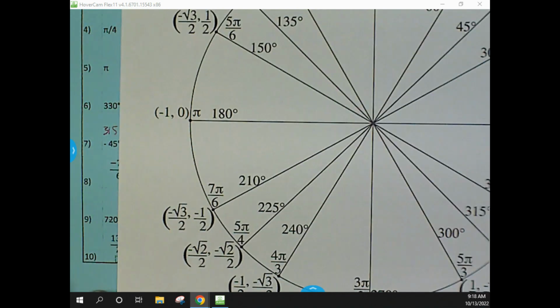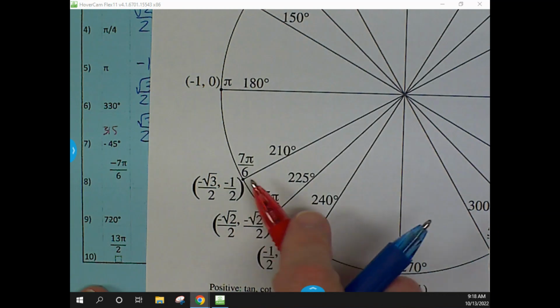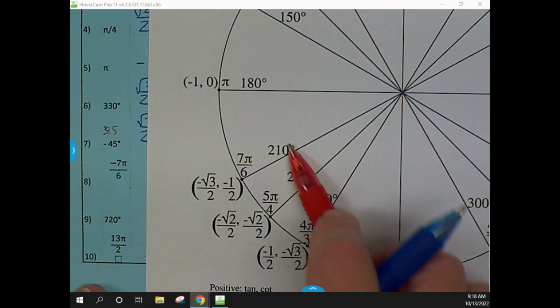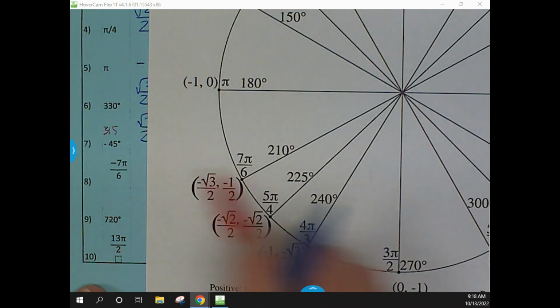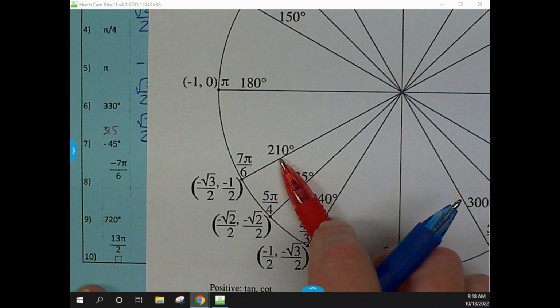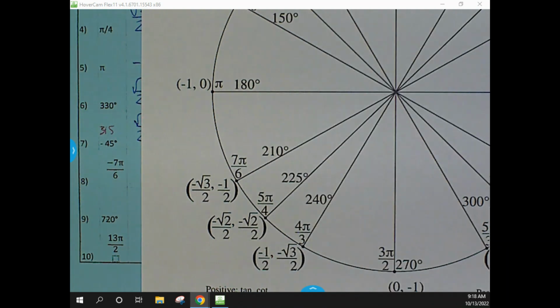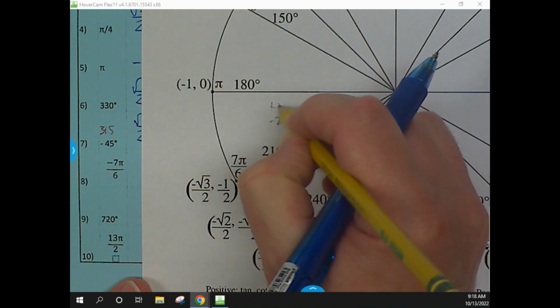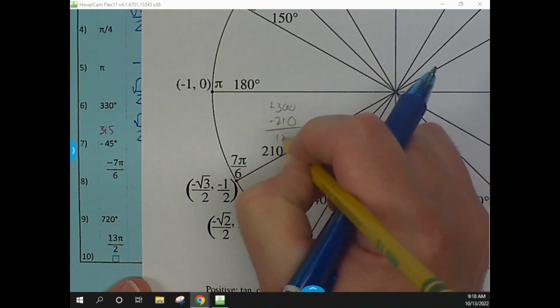Okay. 7 pi over 6 would put us here, but it's -7 pi over 6. So if we do 7 pi over 6 or 210, -7 pi over 6 would be the same thing as -210. But again, if it's -210, yeah, we're going to add 360 to it. That should put us at 150.